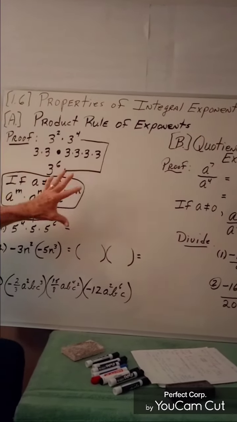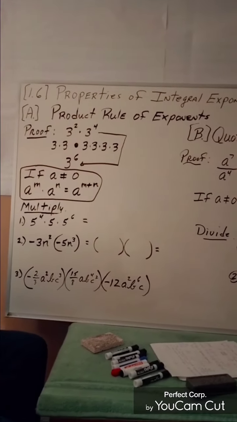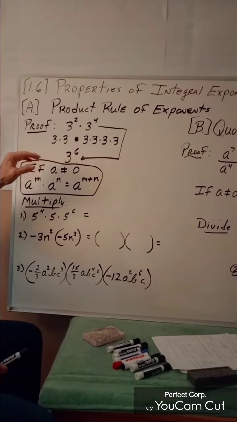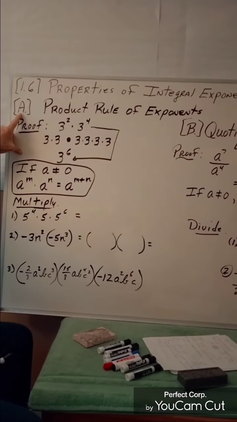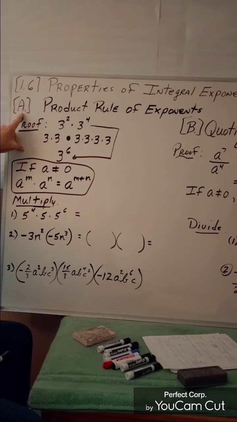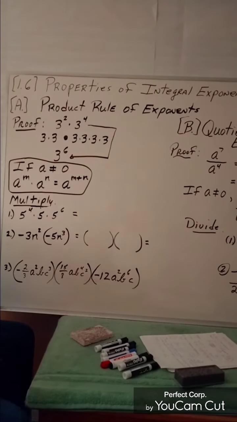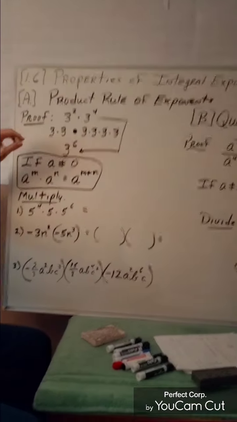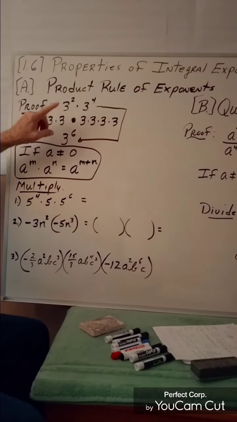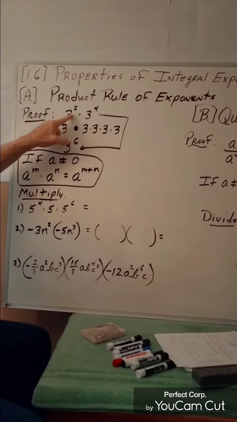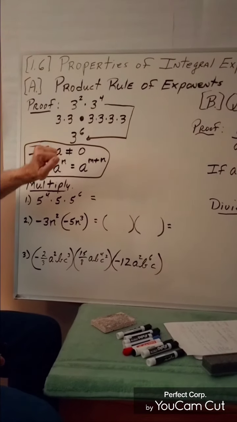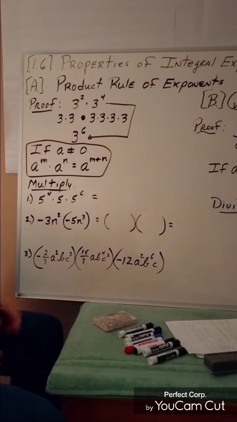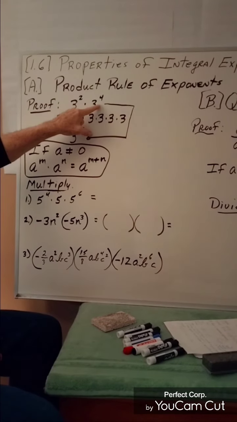I'm going to categorize these various rules of exponents that we're going to be looking at in 1.6 by capital letters. So let's begin. Capital letter A, rule number 1, product rule of exponents. Very much review, but I'll share the proof anyways. Let's say we're given two powers that are going to be multiplied together. Notice their bases are the same. 3 to the second times 3 to the fourth.